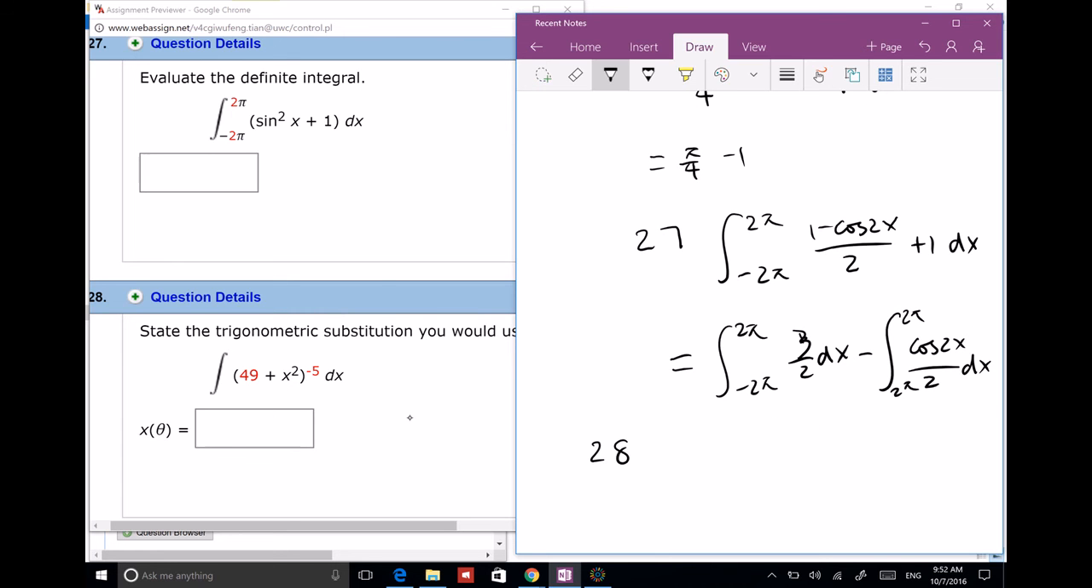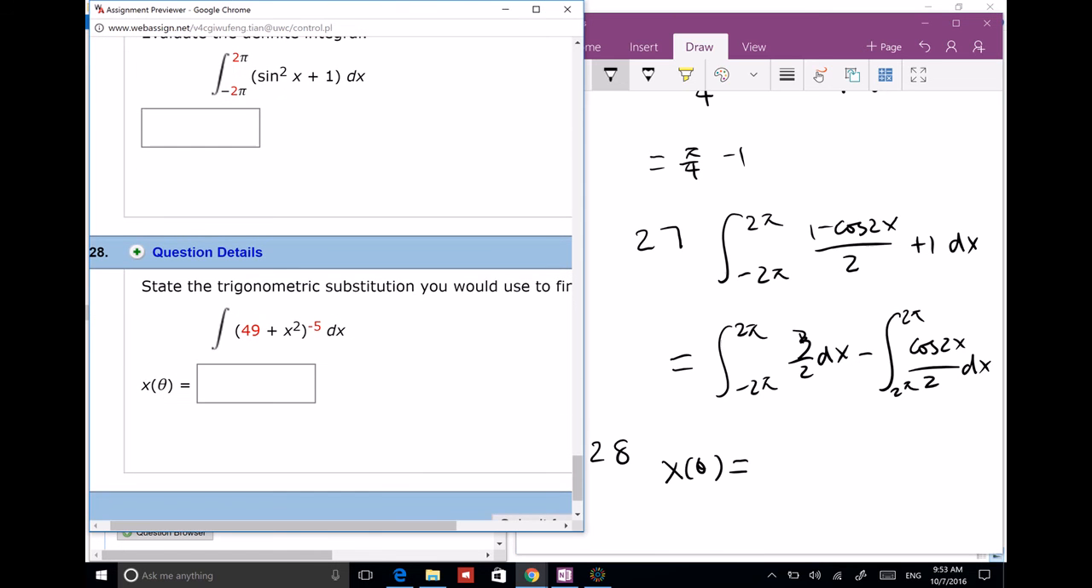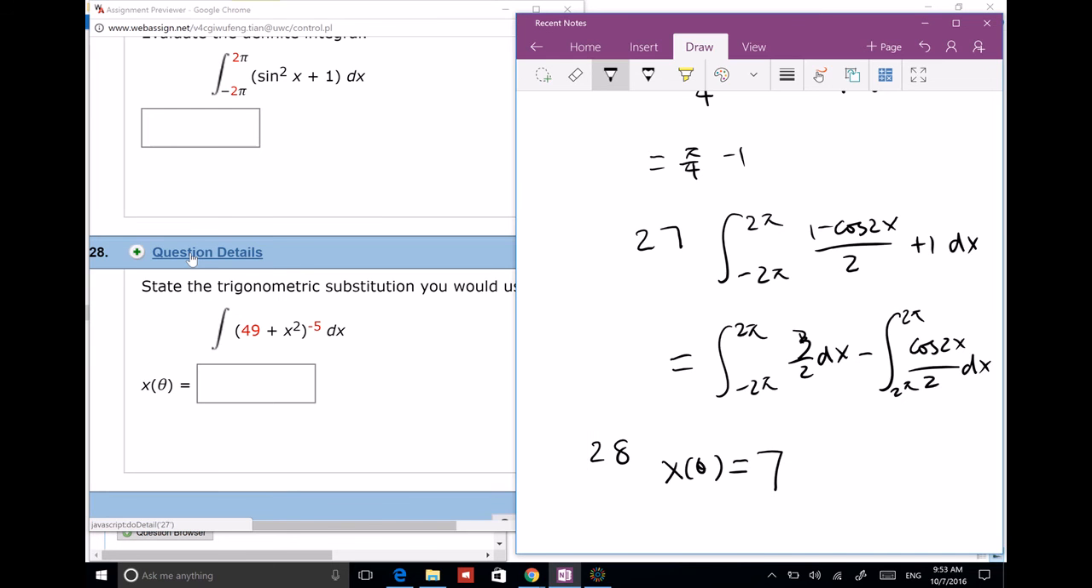And 28, you just do x theta. Can anyone tell me what trig substitution I use here? It's 49 plus x squared. x equals 7 tangent theta. Very good. 7 tangent theta.